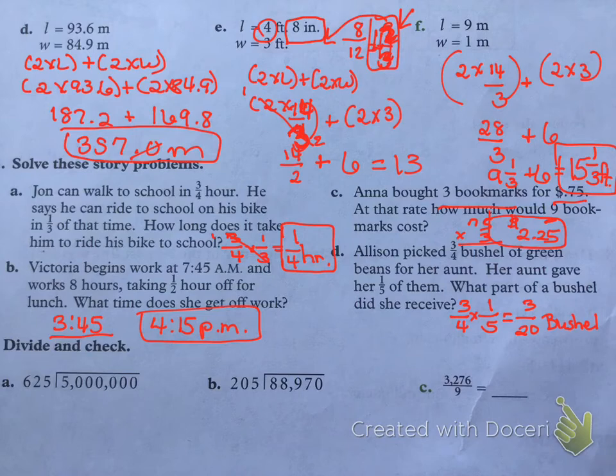Will 625 go into 5? No. 50? No. 500? No. 5,000? Yes, we're going to start it right on top of that 0 right there. So with your fingers, I want you covering up the 25 on the outside and all the zeros. Will 6 go into 5? No. So uncover 1 0.